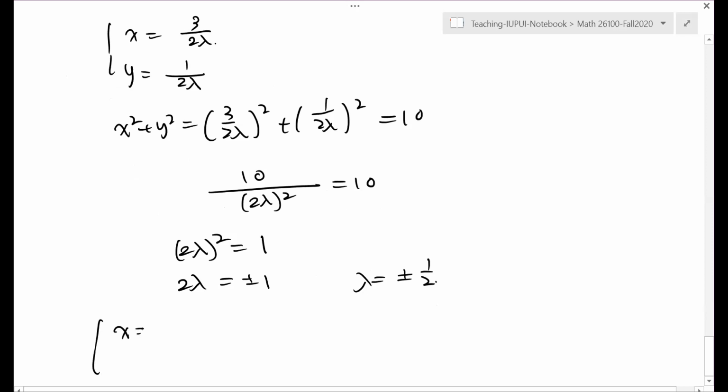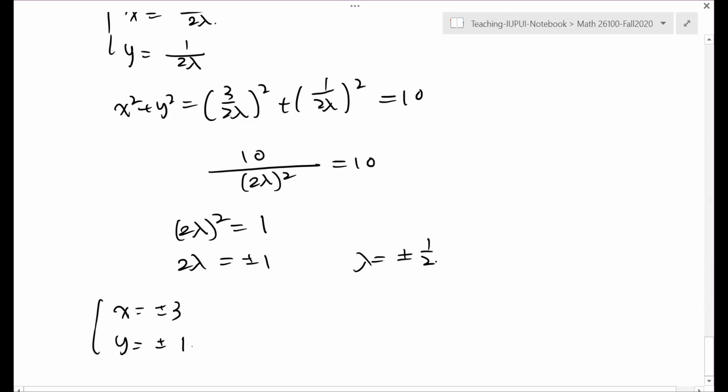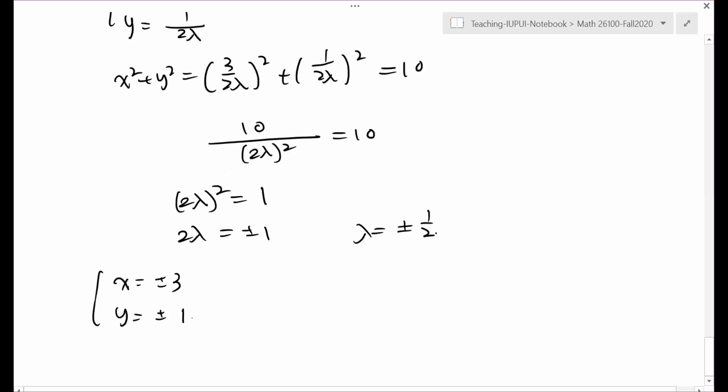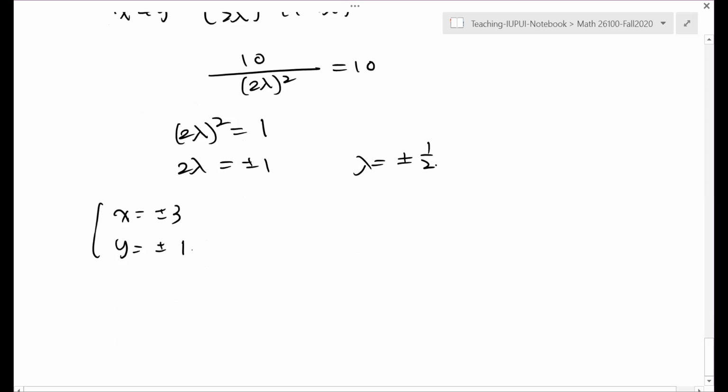X equals plus or minus 3, y equals plus or minus 1. When x is plus 3, y is plus 1. So you should get 2 solutions. The reason you get 2 solutions is because around this circle, the function has a maximum value somewhere and a minimum value somewhere. So you get 2 solutions, 2 points. You cannot have a maximum value and a minimum value at the same point, otherwise this would be a constant function.